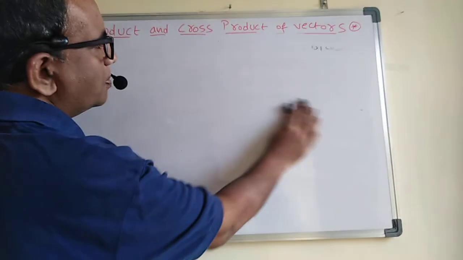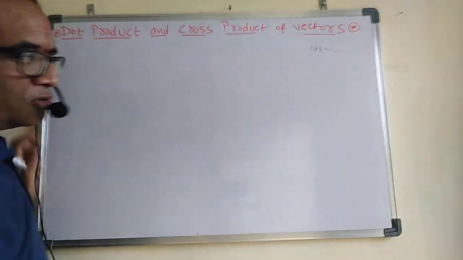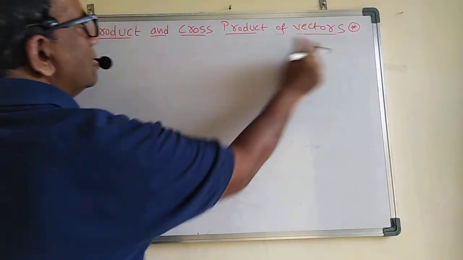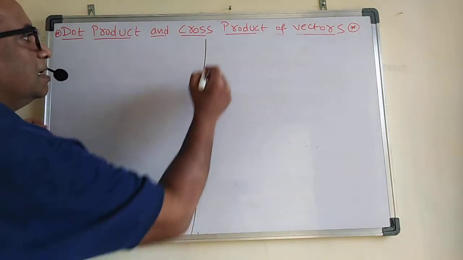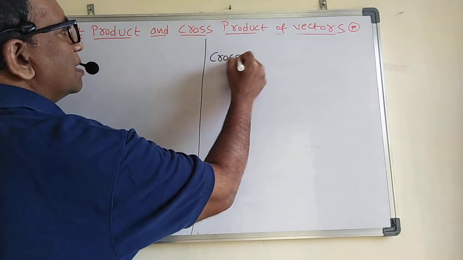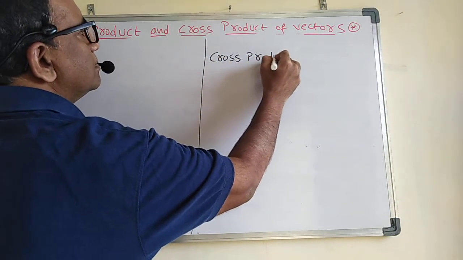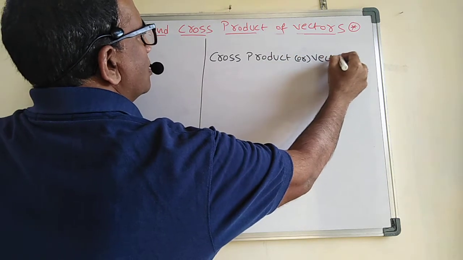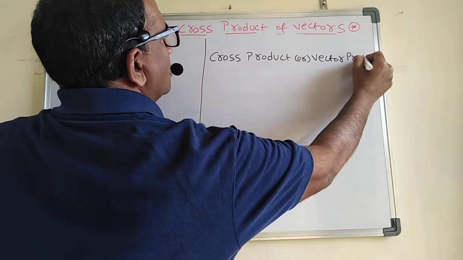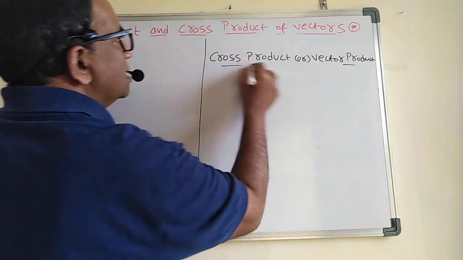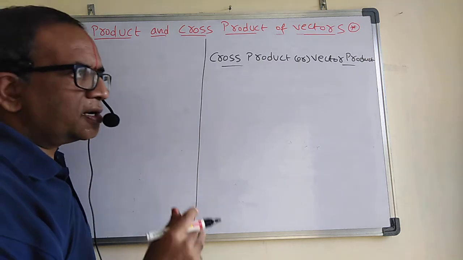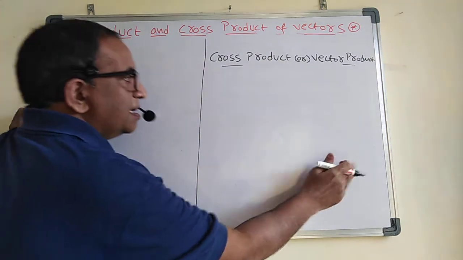Regarding the dot product, what we got here is that the product of two vectors is a scalar. Now let us try to do the cross product. The cross product is also known as vector product. So why is it called vector product? Because the product of two vectors is a vector here.